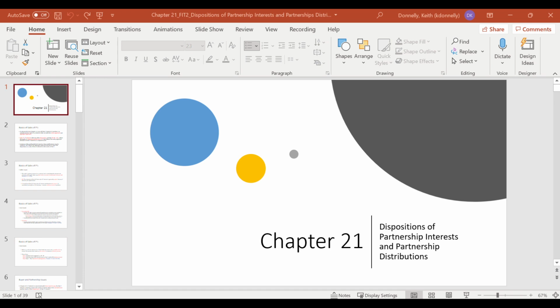So we're looking at the back end of partnerships with regard to owners selling their partnership interests, and then we'll also look at distributions to partners, whether that's an operating distribution in the normal course of business, or it's a liquidating distribution where the partnership has come to an end.